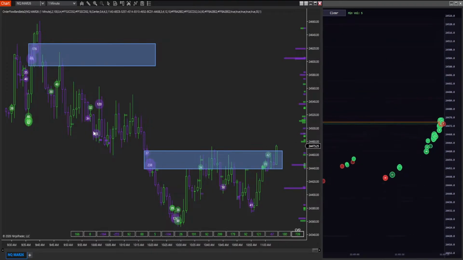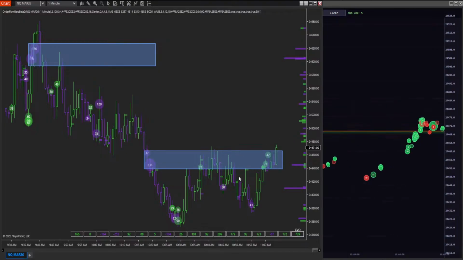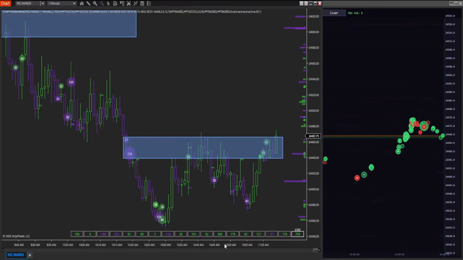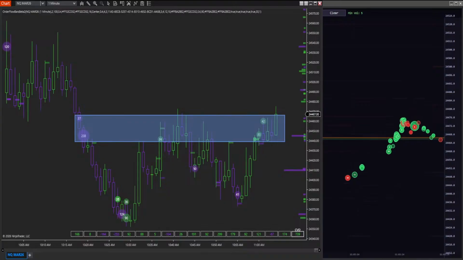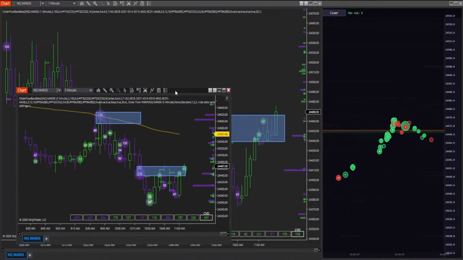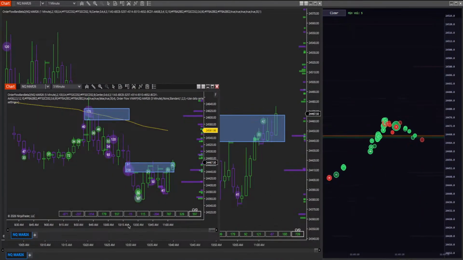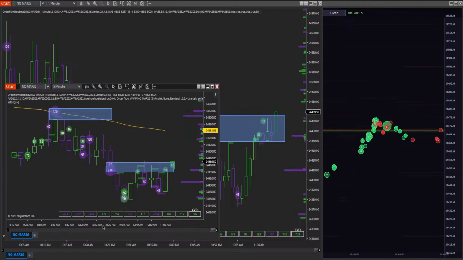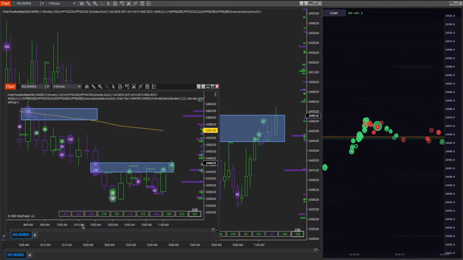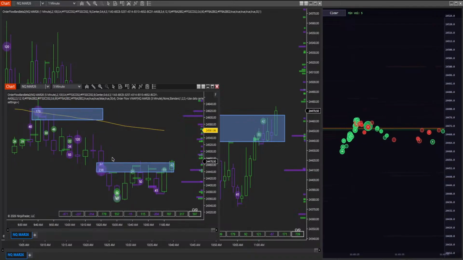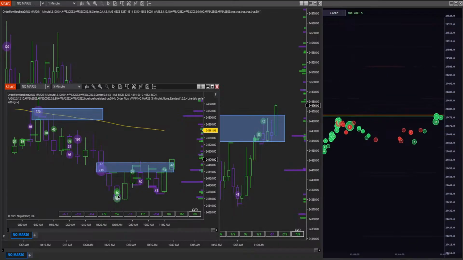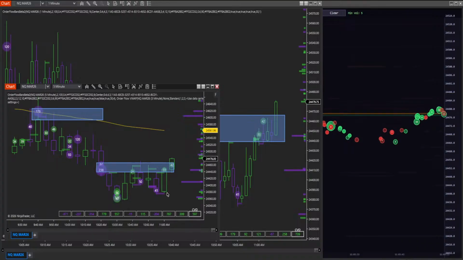We could break this area, but then we got to get through this area right here. We could break, and that's fine. But you also have to understand, look at the higher time frame. Look at a higher time frame from 9:30. Okay, this is what you're trying to trade a breakout. We sold off, consolidated. You're trying to trade a breakout.